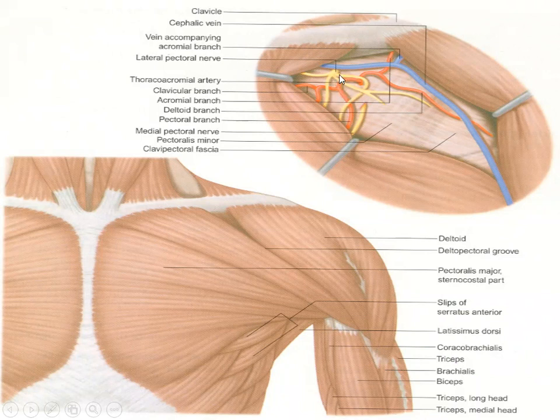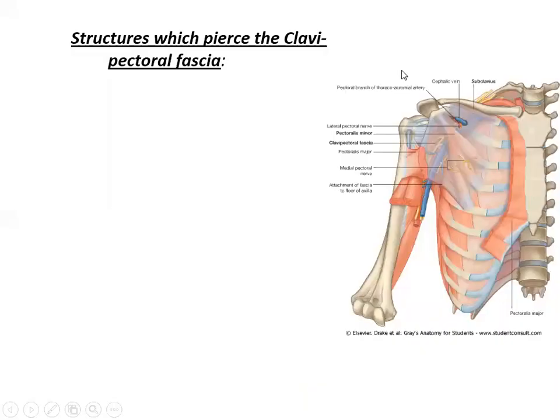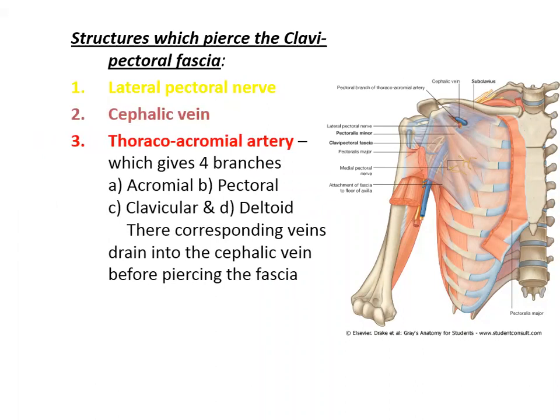Then you can see the two nerves, the lateral pectoral nerve as well as the medial pectoral nerve, and you can see this is the cephalic vein. So these are the structures which are piercing the clavipectoral fascia. Okay.